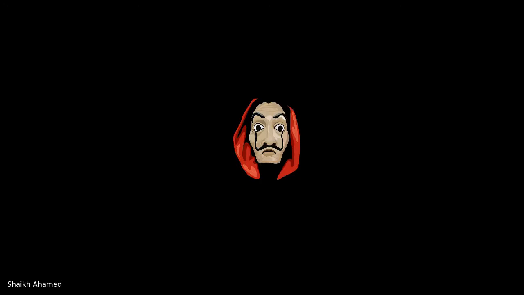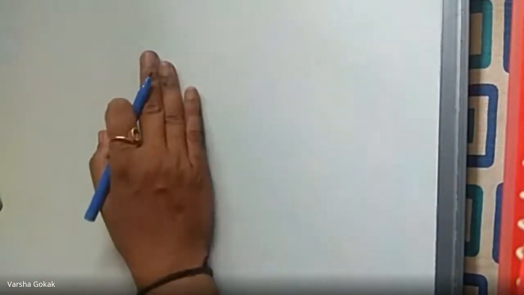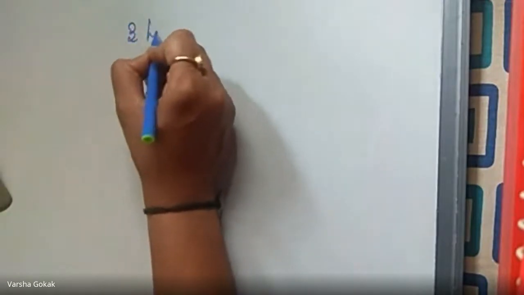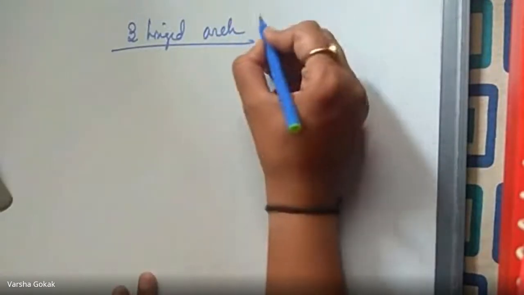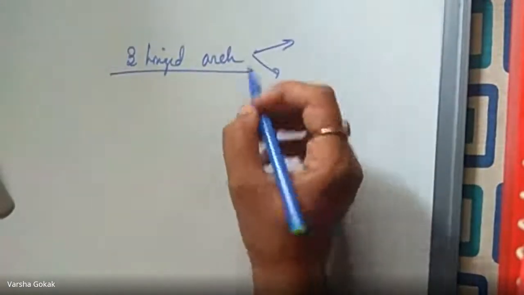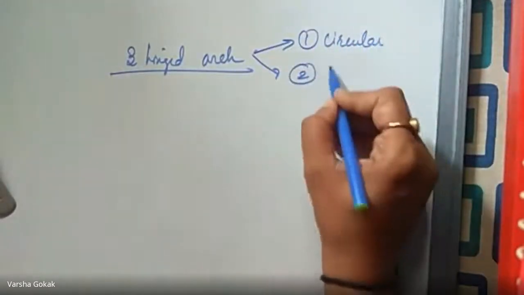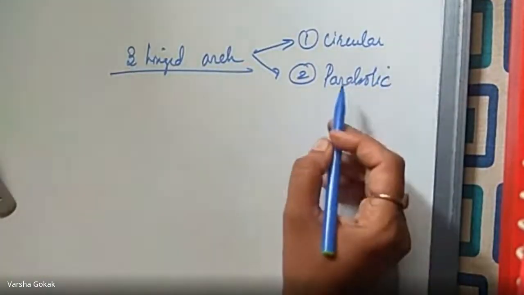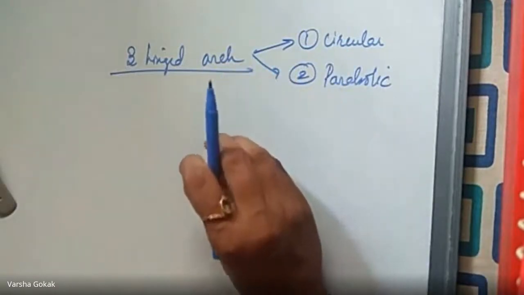So I will give the introduction of 3 hinged arch and the new formulas for that. From the next class onwards, we'll take the numericals. As you have in your syllabus, 3 hinged arch could be of two types: one is circular, and the second one is parabolic. These two types are there in your syllabus for solving.